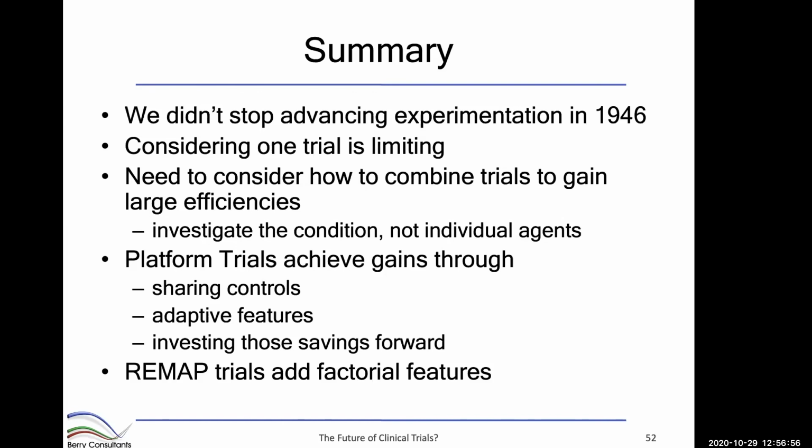We're not focused on individual agents. Putting these kinds of things together, you have to do this right, but they get gains through sharing controls, the adaptive features within them, and the ability to invest those savings forward. And these new REMAP trials, one of which is being tried in COVID, also consider adding factorial features if you have different agents that can be combined.